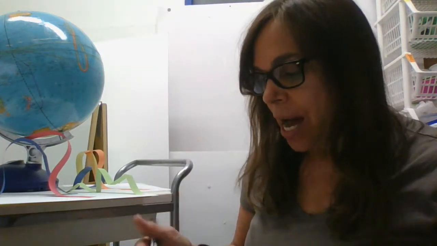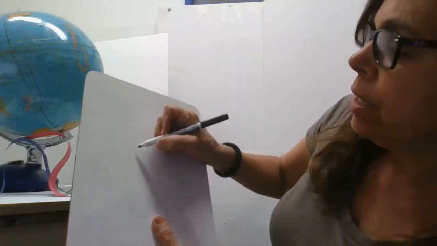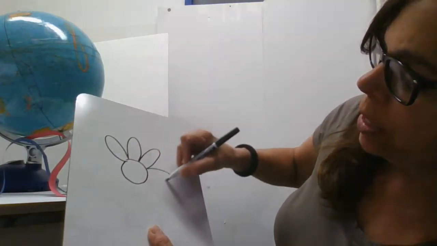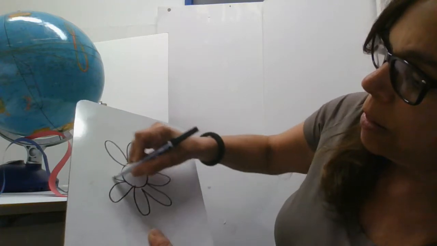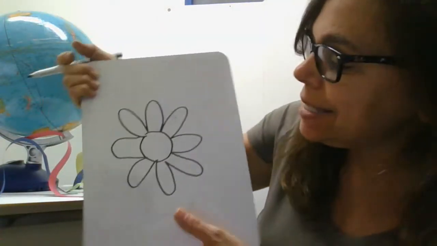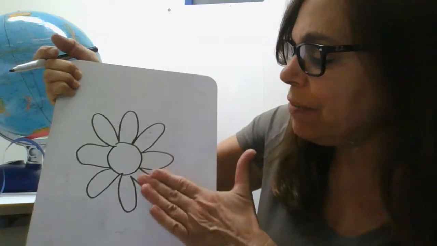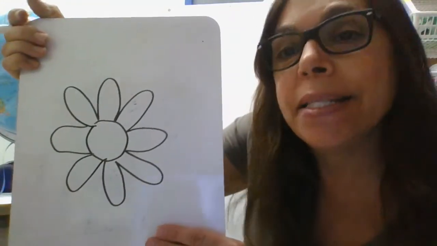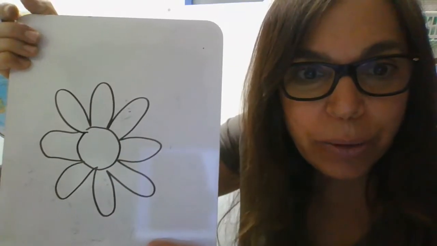So if I draw a flower on my board, I can see this flower, but I can't feel it. It's flat. I just feel the board. So this is an example of two-dimensional.